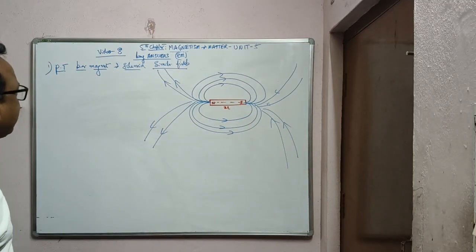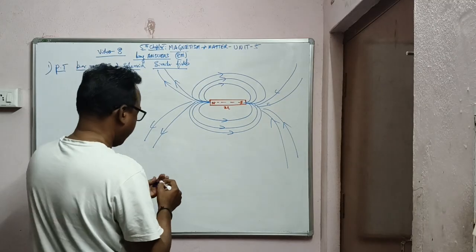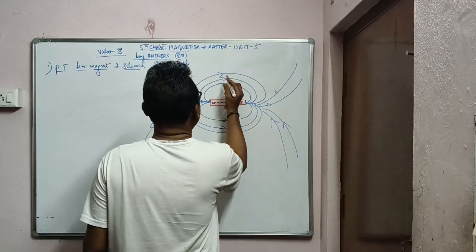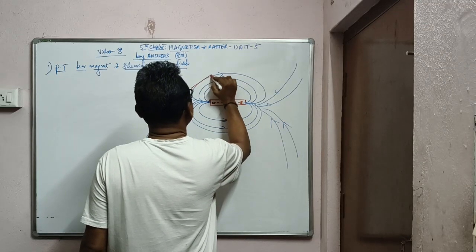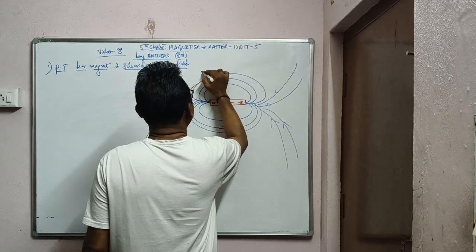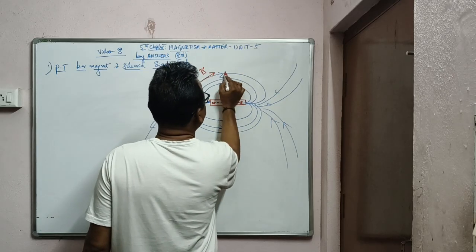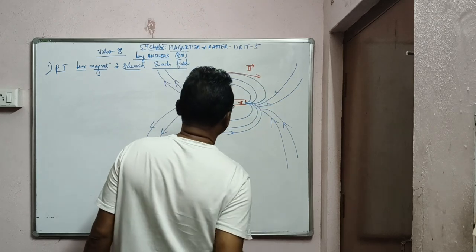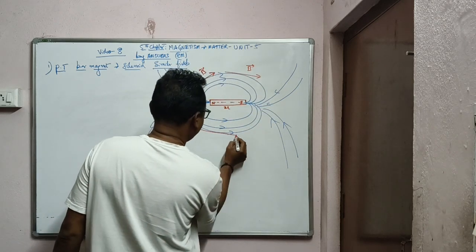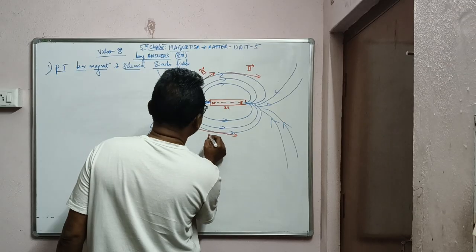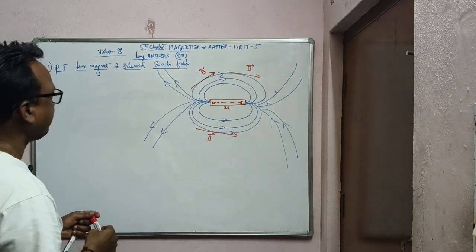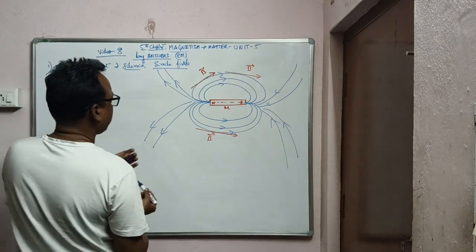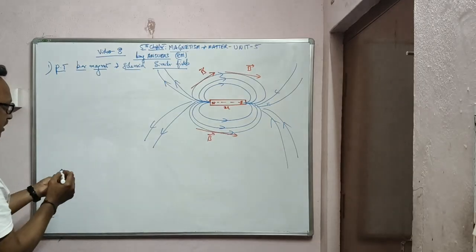So these are the magnetic field lines, and if you draw a tangent at any point, you will get the magnetic field direction. Anywhere you draw the tangent, you will get the magnetic field direction there. So if you observe carefully here for the bar magnet, in the same way I will draw for a solenoid also.